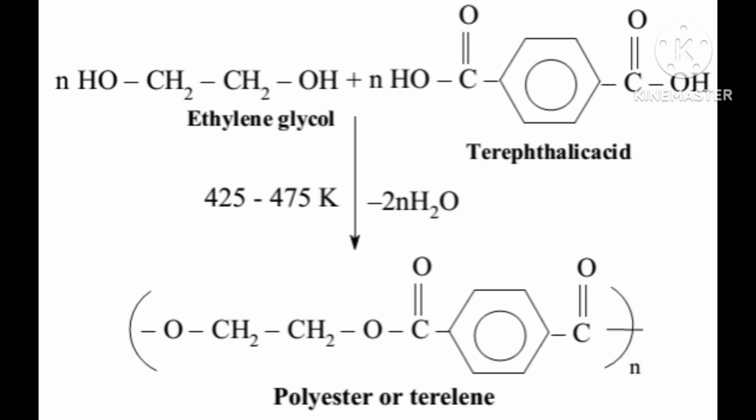How will you get terylene or dacron? Terylene cloth, you know. Cloth of dacron and terylene was common a few years back. Okay, then how is it prepared? This is actually a polymer. I am telling you, it is prepared from ethylene glycol. Ethylene glycol is called ethene 1,2-diol. Here actually what will happen?